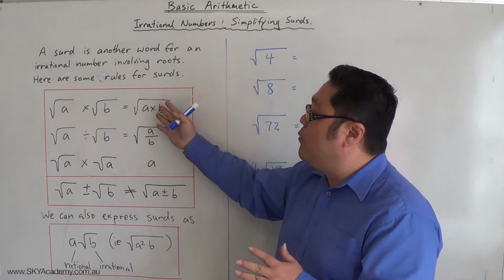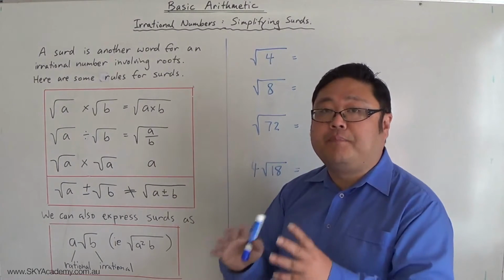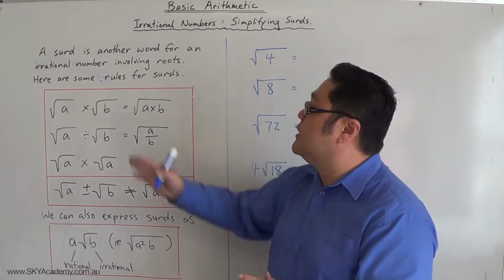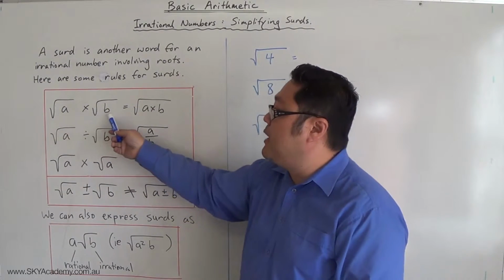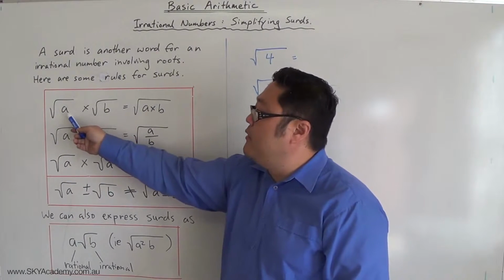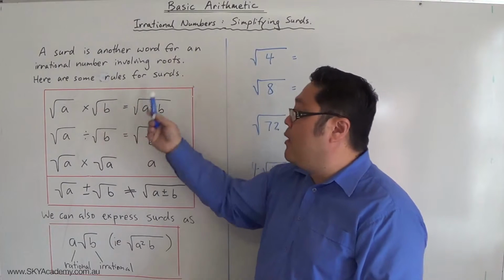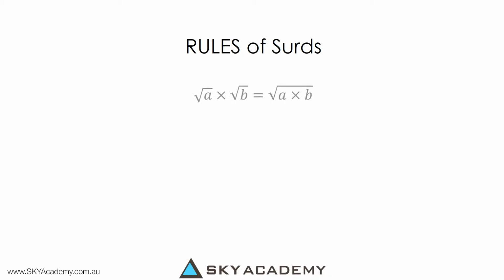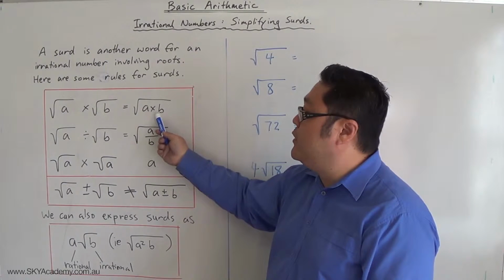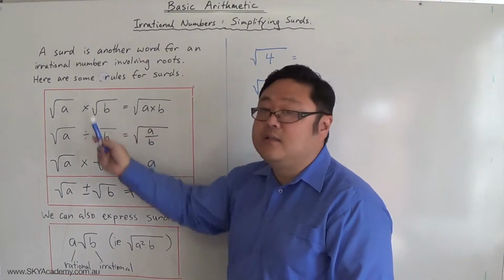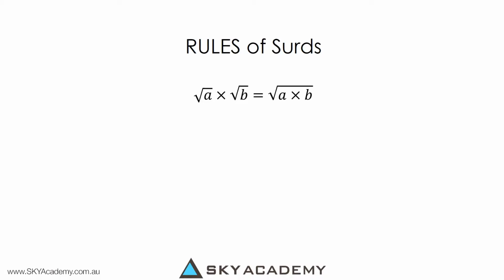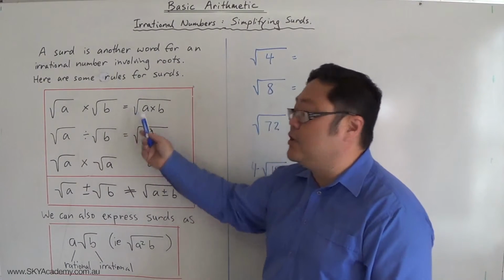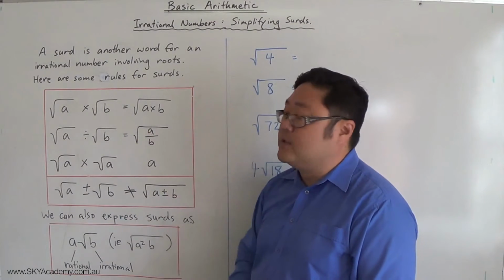But what I want to do is show you some rules that apply to surds first. So here are some rules for surds. If you've got one surd multiplied by another surd, the square root of A times the square root of B, that will equal the square root of A times B. So the surd of two products is the product of two surds. The square root of A divided by the square root of B is the square root of A on B. And this is just an extension of the multiplication principle for surds.